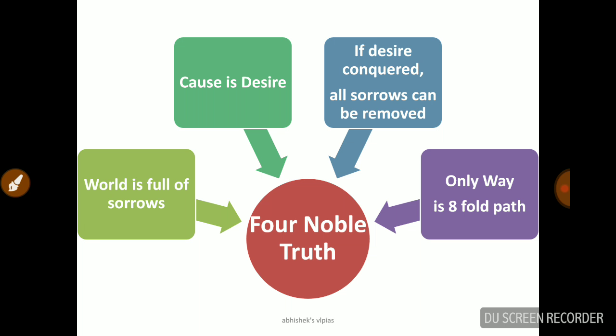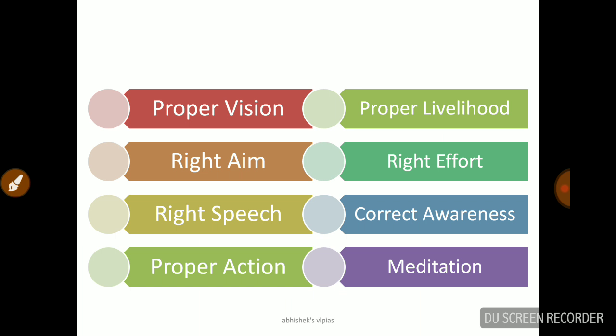The only way is the Eightfold Path. You have to follow this path. So now the question: 1, 2, 3, 4, the 4 noble truths. You have to reach that kind of path, the Eightfold Path. Then the question is, what is the Eightfold Path? The Eightfold Path is very simple.